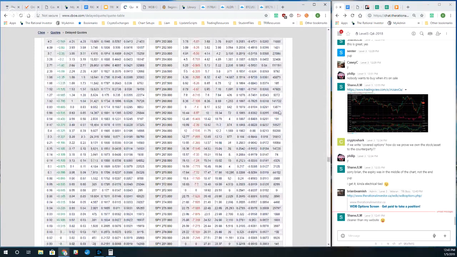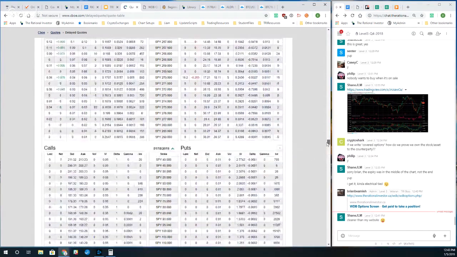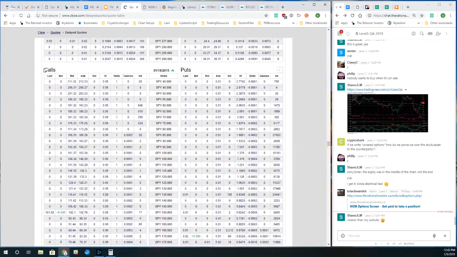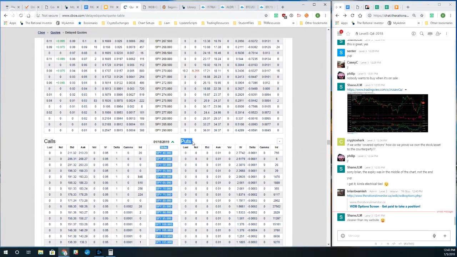You'll notice on the left-hand side of your page, and this is CBOE, and hopefully you remember this from the introduction, we have the call options on the left-hand side, the strike prices all down the middle, and the put options on the right-hand side of your page.